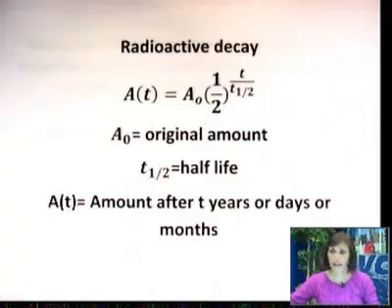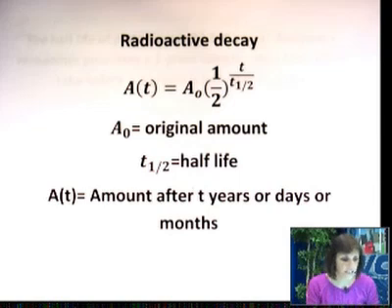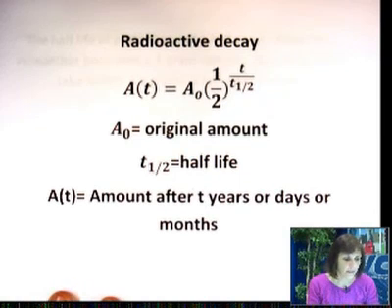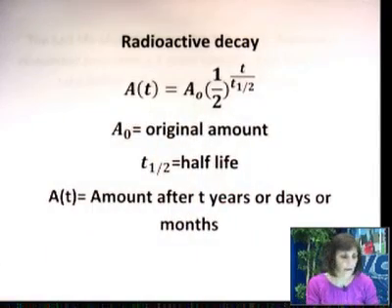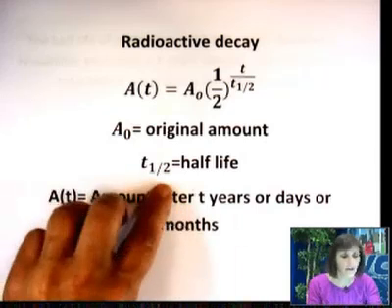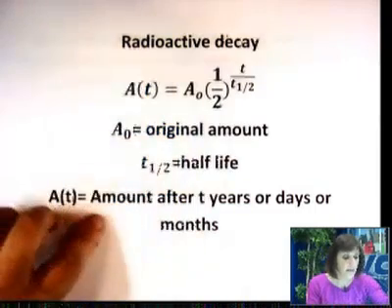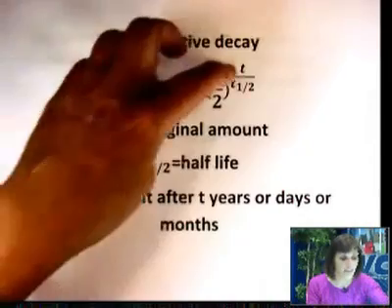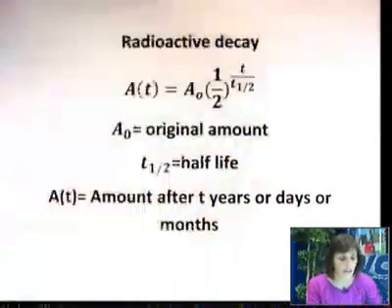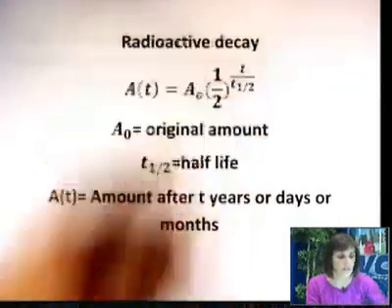All right. The next type of problem that you may see is the radioactive decay. Sometimes they give you the half-life, and I just put the formula with the half-life in it. A of t is the amount after t years, or days, or months, and it has to be matching these guys. Make sure if this is in months, this is in months. This is in years, this is in years, that kind of thing.